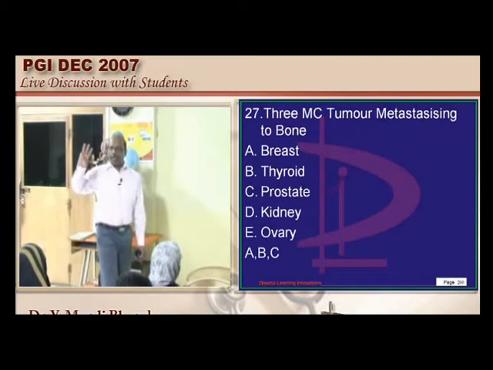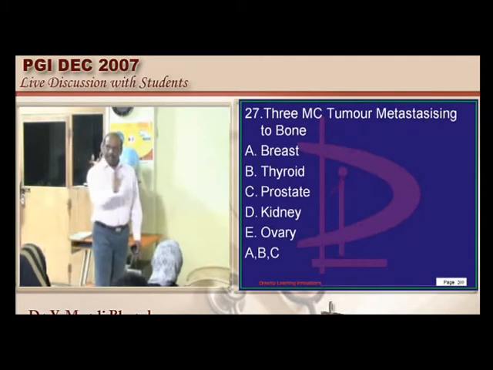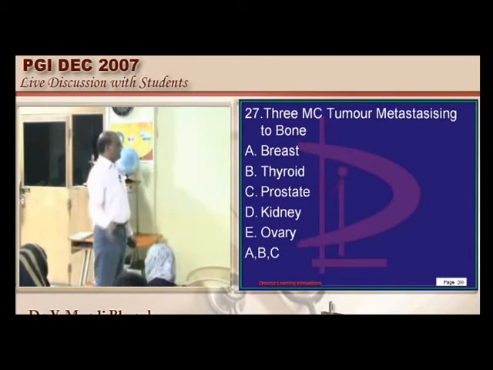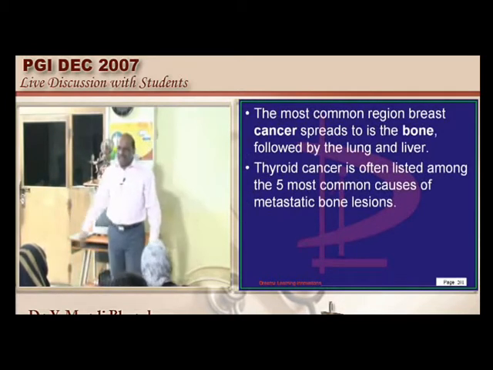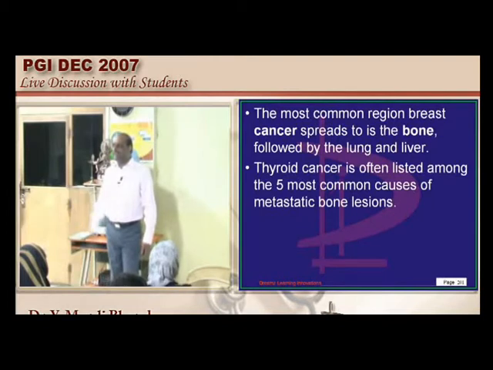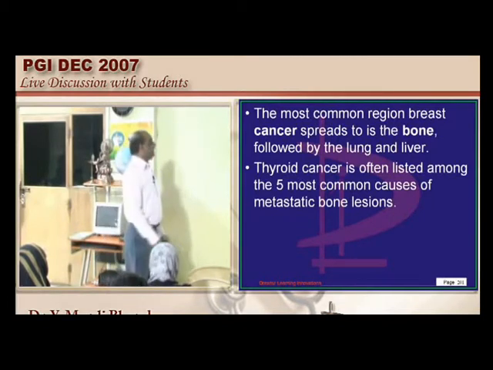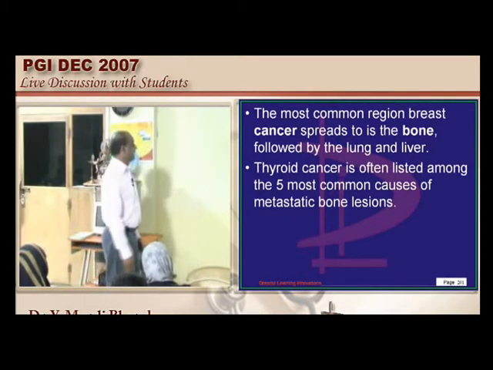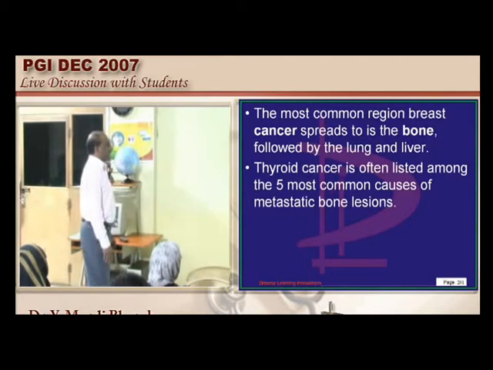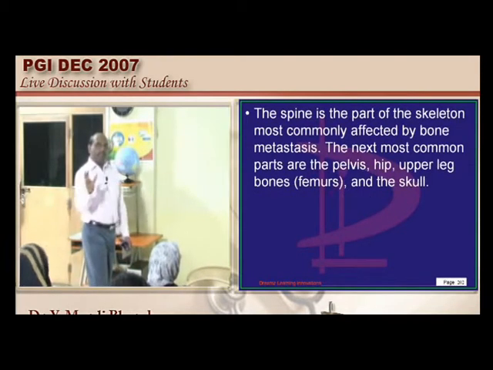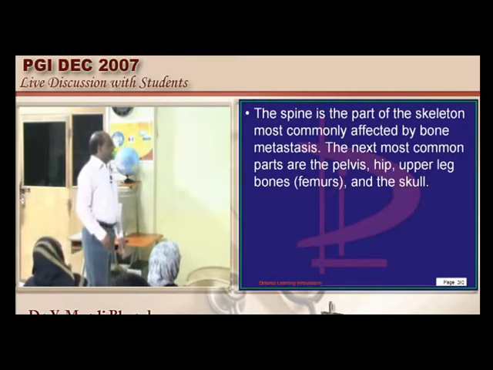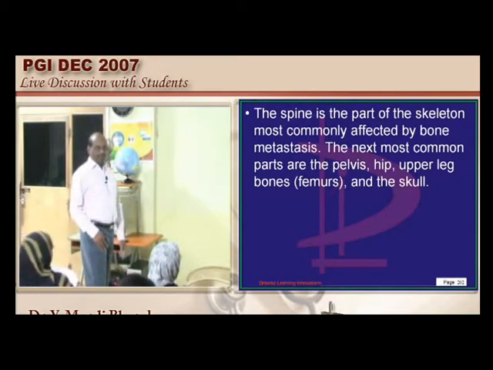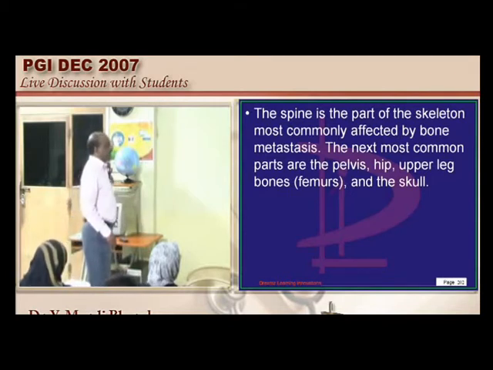Now what are the 3 common tumors which typically metastasize to the bone? All of you know breast will metastasize, thyroid also. In the question, options are given in the same order, A, B, C, tick and then stop. So the third is the prostate. They are all notorious for metastasis to the bone, and the spine is the part of the skeleton that is most commonly affected whenever there are any bony metastases.